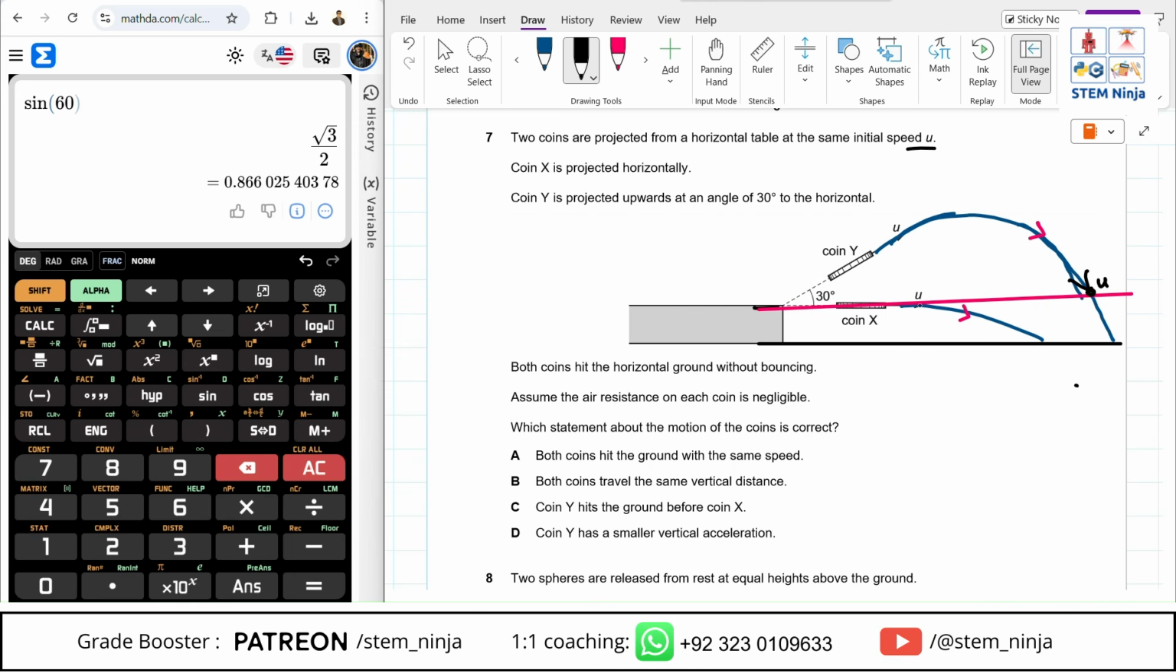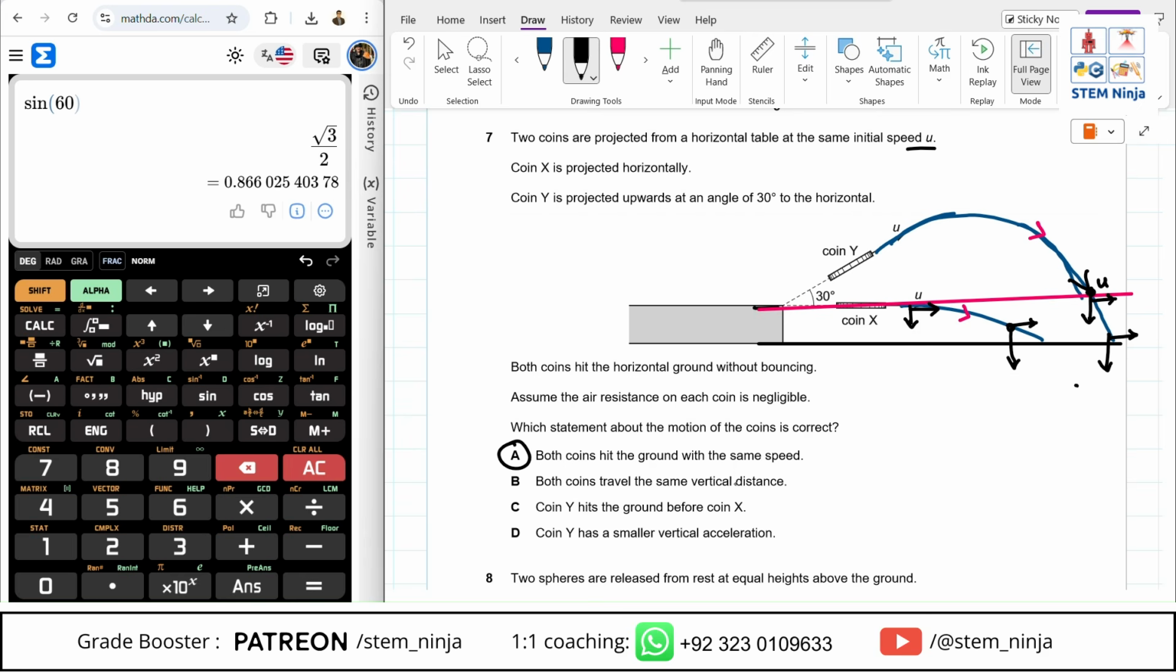which further means that both of them will undergo similar accelerations in their vertical components as soon as just before they hit the ground. So the net change in their velocities would be the same. So they're going to hit the ground with the same speed.